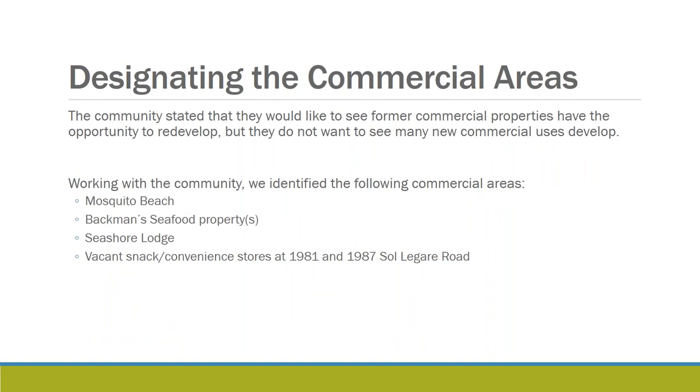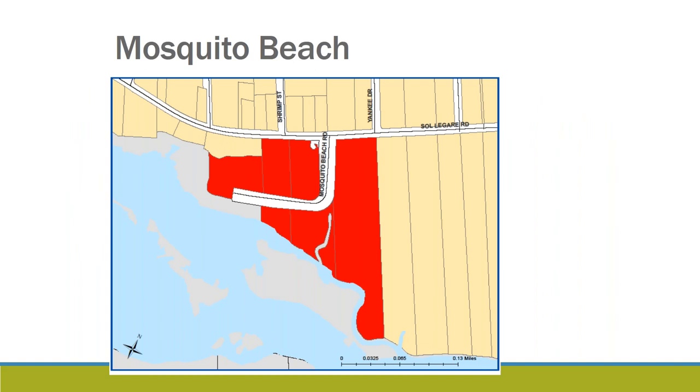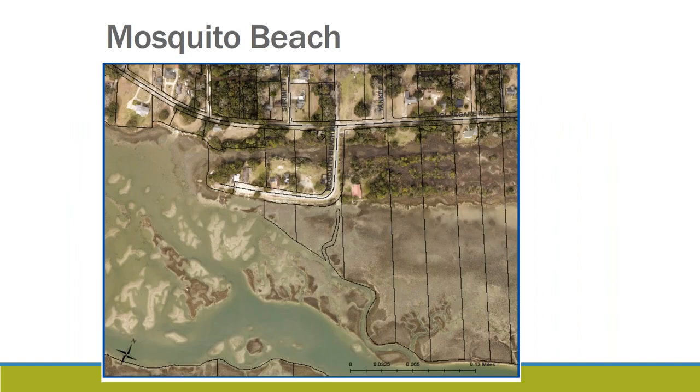And so we knew that if we were going to work with the residents to allow commercial uses to come back into the community, we wanted to make sure that they were what the residents wanted. And so we worked very closely with the community at several different meetings to identify where and what types of commercial uses they wanted. And in the end, they really just wanted to see the parcels where small businesses had formerly been to have the opportunity to redevelop. And this ended up being in three main areas of the community.